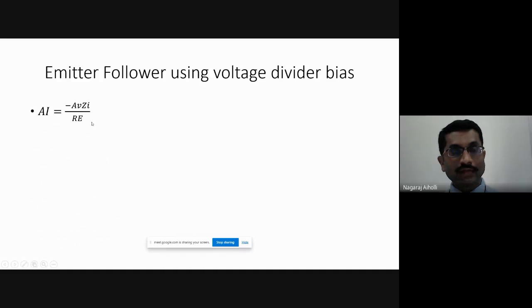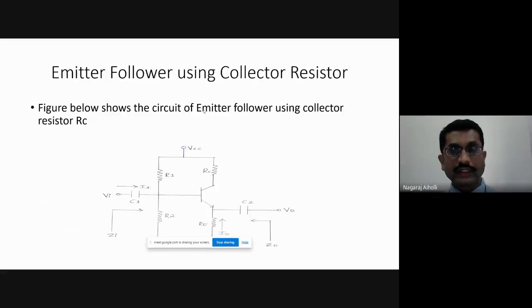What does it indicate? Even though the RC resistance is present between collector and ground, at the collector terminal, it is not affecting the AC analysis of the emitter follower circuit using the collector resistor. This is how we say that even though RC is present in the circuit, it is not affecting the AC analysis, but it does affect the DC analysis of the circuit. That is, DC analysis is affected by RC, but AC analysis is not affected by the resistance RC.